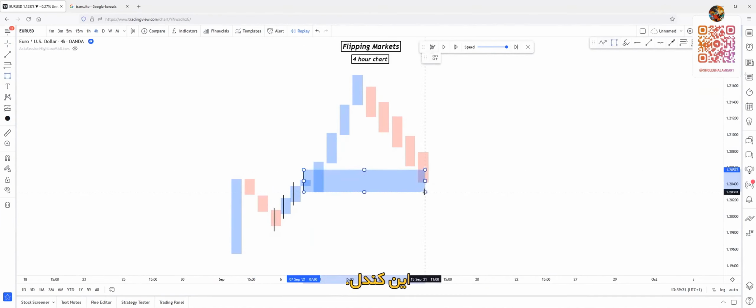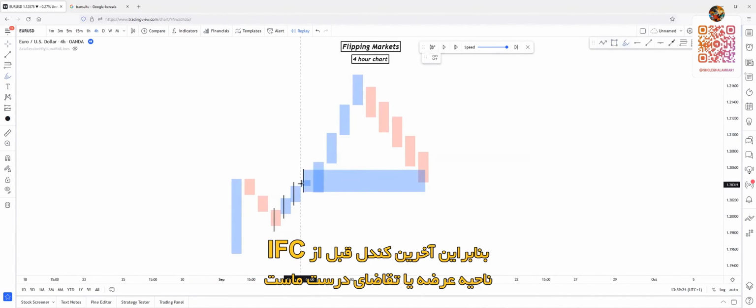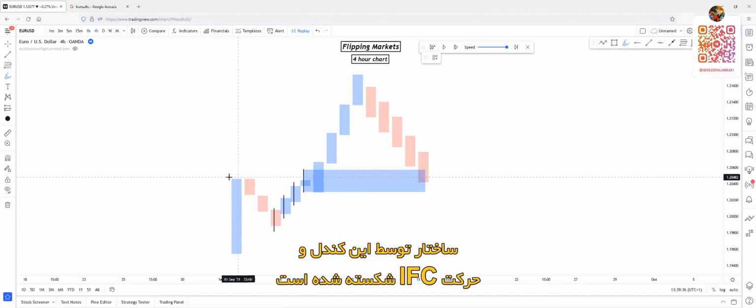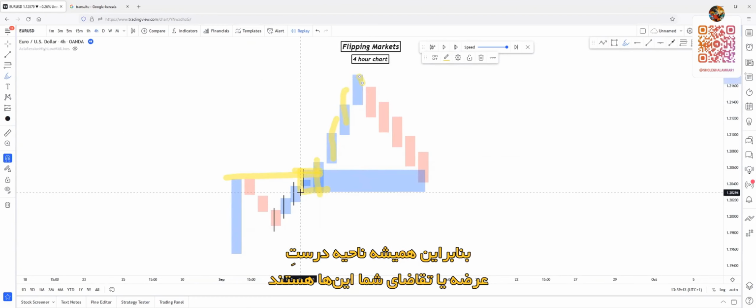This one again. So the less recent candle before an inefficient push will be your right demand zone or supply zone. So always choose the less recent candle before the inefficient push and the break of structure. As you can see, this structure has been broken by this candle and by this inefficient push. So this will be your right demand or supply zone every time.